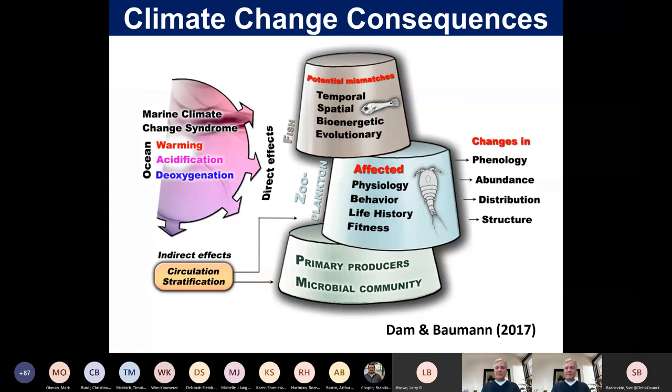Life history and fitness. And those, in particular, can affect all of these things, like the phenology, the abundance, the distribution and structure of zooplankton, which in turn can end up in mismatches with their predators, which of course may have effects on ecosystem services and functions. So there is some need to try to understand how climate change is affecting zooplankton populations. Go ahead.